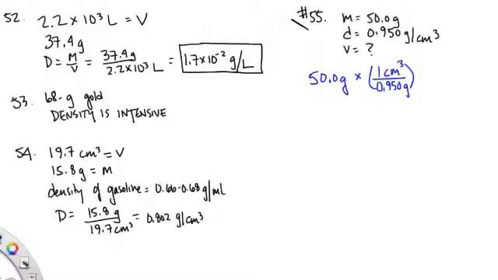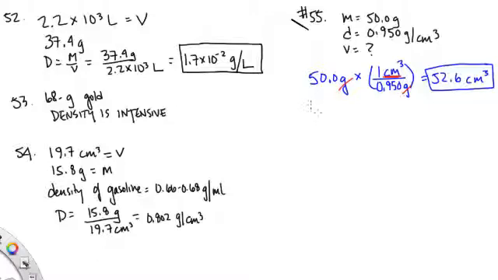When I look at my units, grams here is in the denominator, grams here is in the numerator. So grams and grams cancel out, and I'll be left with centimeters. So when I do my math, I'm taking 50 divided by 0.950, and this ends up being 52.6 centimeters cubed of volume. Okay? So I've simply taken my given density and used it as a conversion factor.